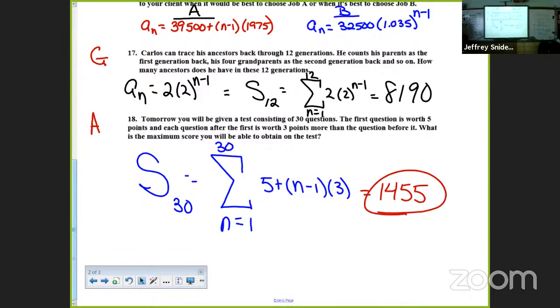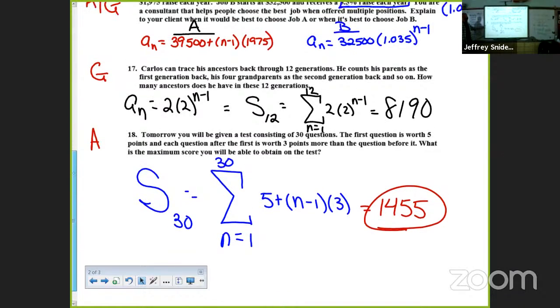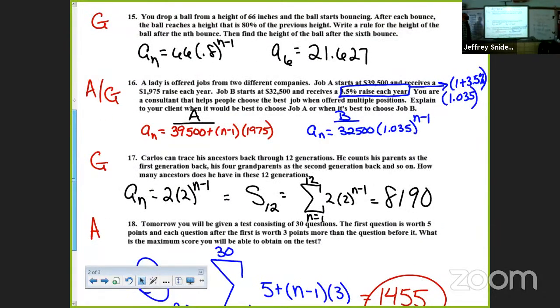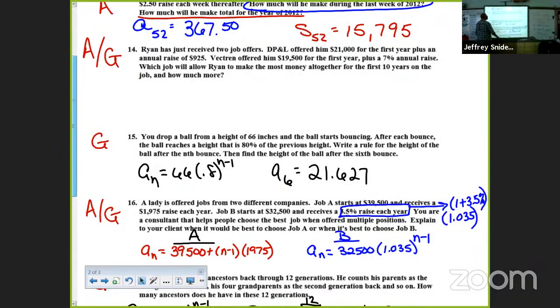Okay. Can we go back to number 14 now? We're going to. Yep. All right. So let's go back to number 14. So again, we got 2 job offers here. We got DP&L, which will not be DP&L. I'll have to change this worksheet now. DP&L. And the other one, of course, we have is Vectrin.